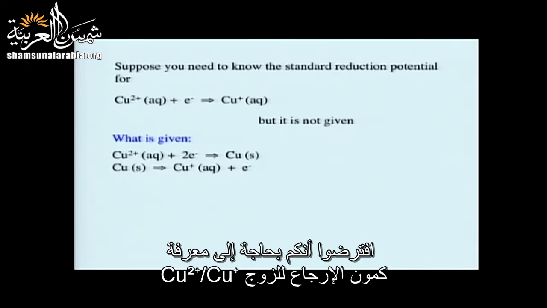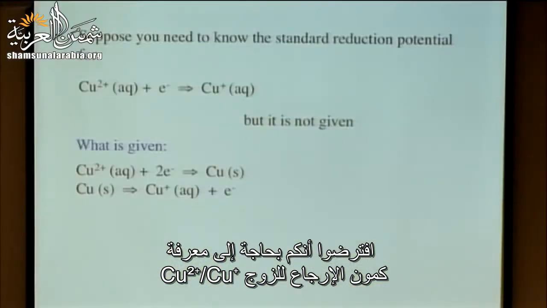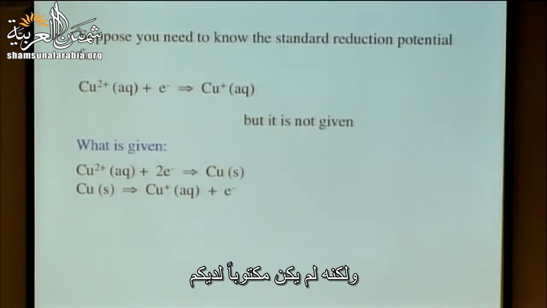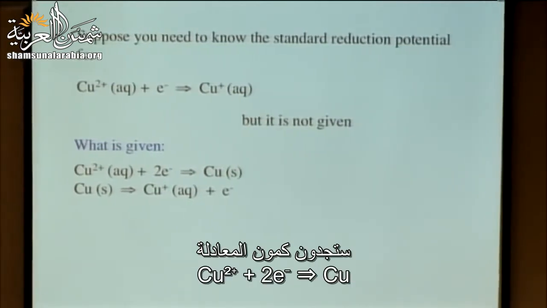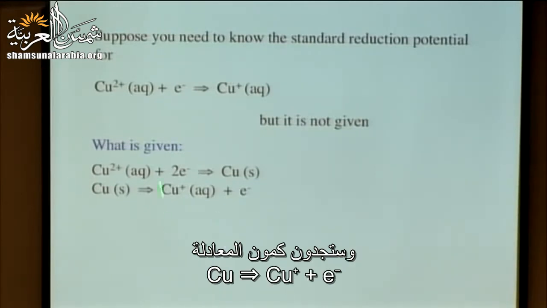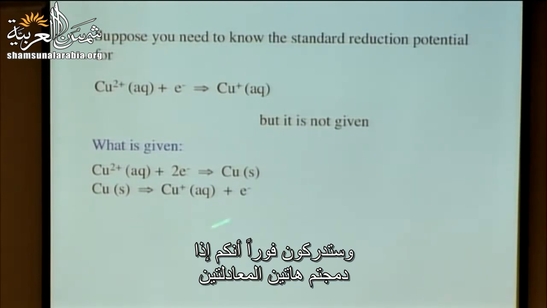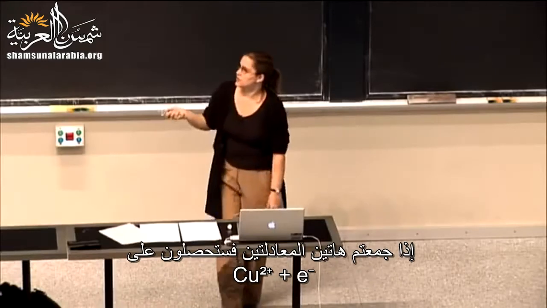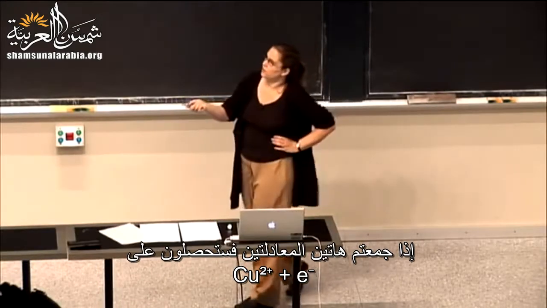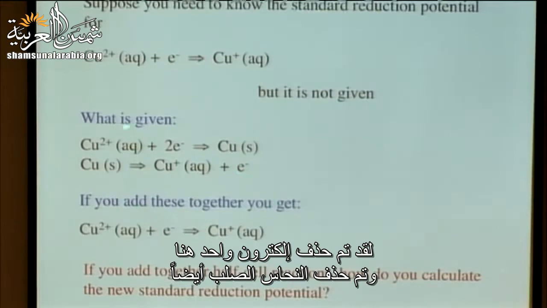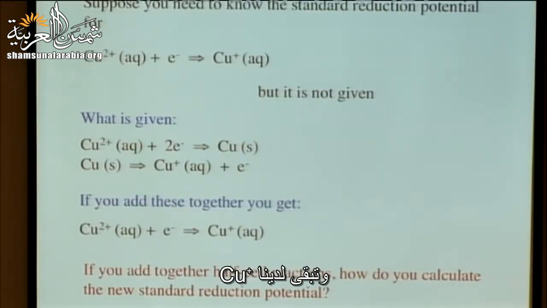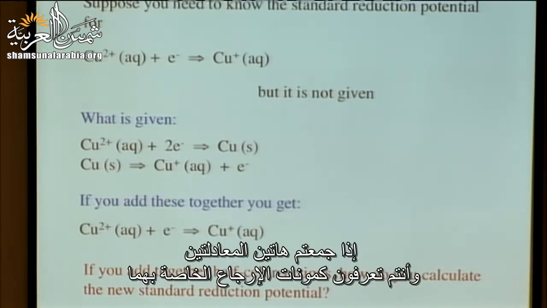So suppose you really want to know the reduction couple for Cu2+ going to Cu+, but that's not given. You find Cu2+ with 2 electrons going to Cu0, and you find Cu0 going to Cu+ with 1 electron, and you'll realize that if you combine these equations, you'll get the desired one. So if you add these together, you have Cu2+ with 1 electron. 1 electron cancels out here. The copper solids cancel out, and you're left with Cu+. So you add these together.